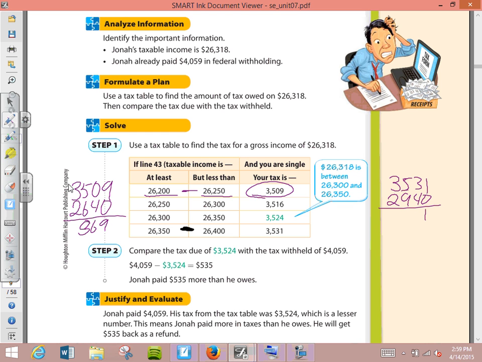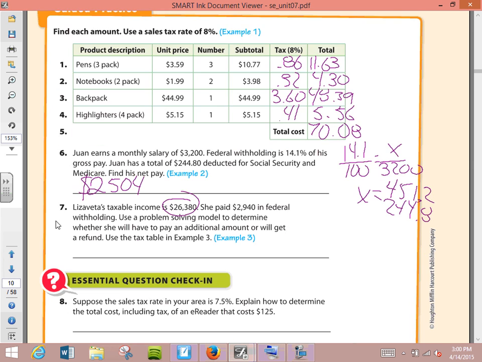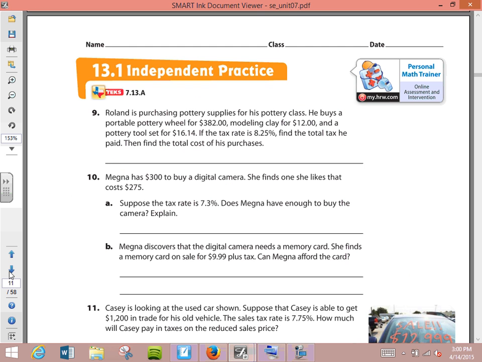So she's going to pay $591, right? So as you notice, you don't always get a refund. Sometimes you have to pay back. Good. All right. Do we have more?